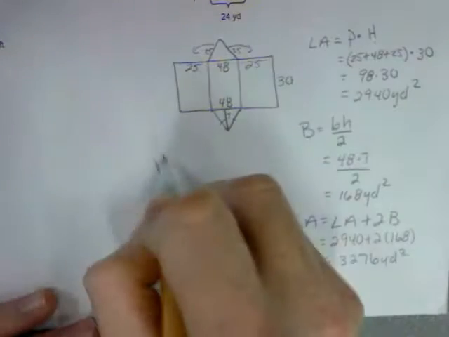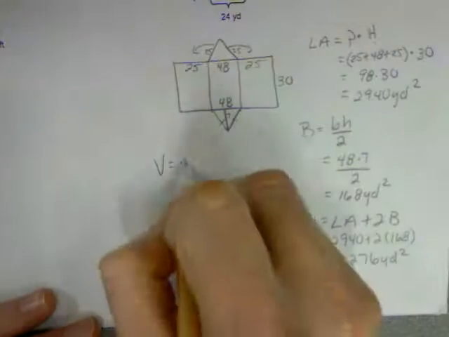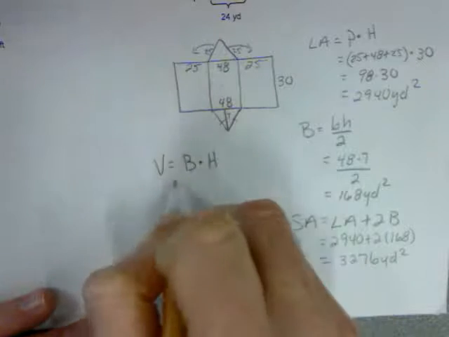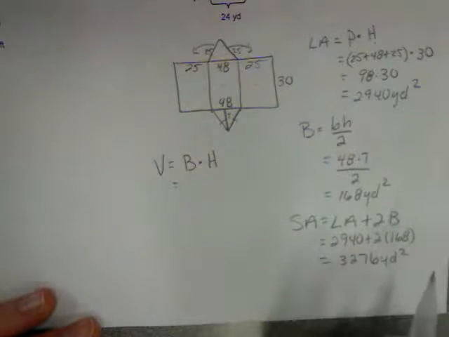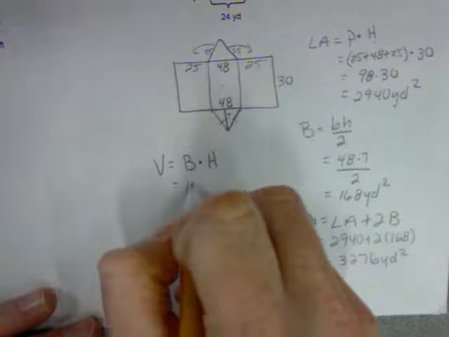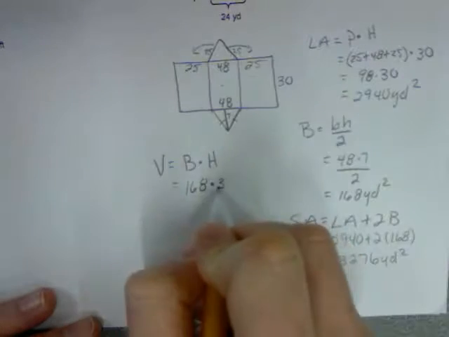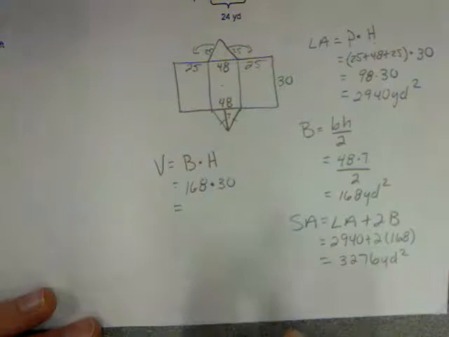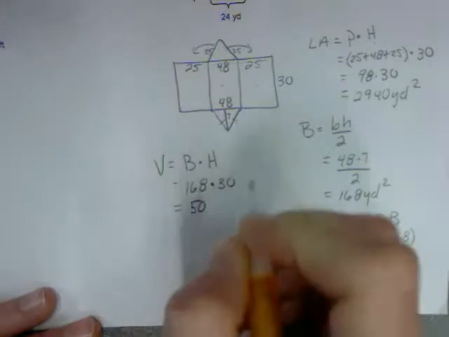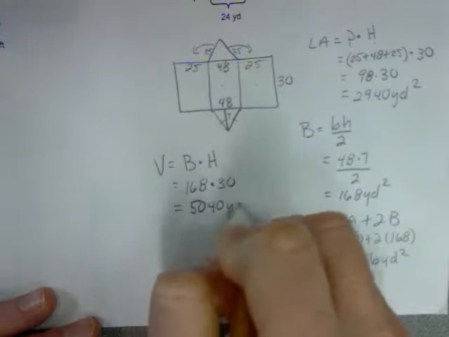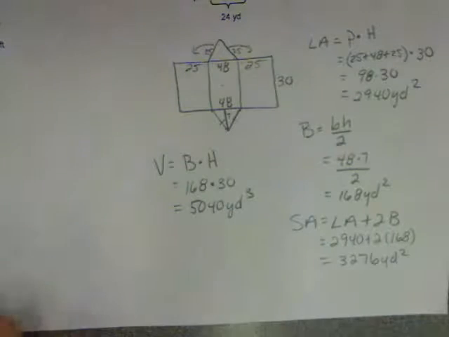And the volume will be the area of the base times the height. The area of the base we already found is 168, so we can substitute that in, times the height, which we already know is 30. So 168 times 30 for the volume is 5,040 yards cubed.